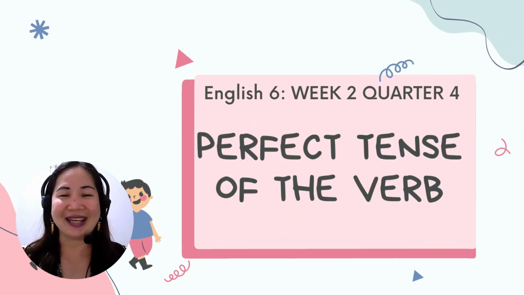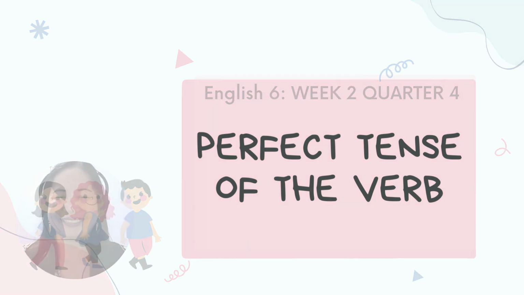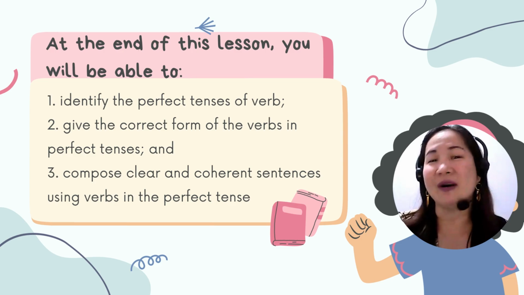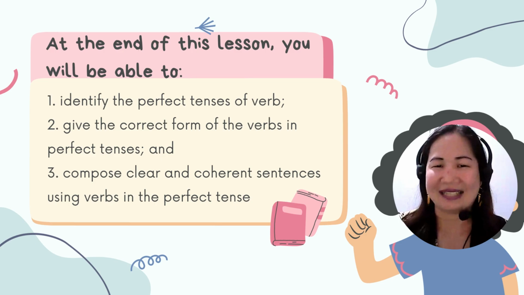Our lesson for today is all about the perfect tense of the verb. We are on week 2, quarter 4 in English 6. At the end of this lesson, you will be able to, first, identify the perfect tenses of verbs. Number 2, give the correct form of the verb in perfect tenses. And 3, compose clear and coherent sentences using verbs in the perfect tense.